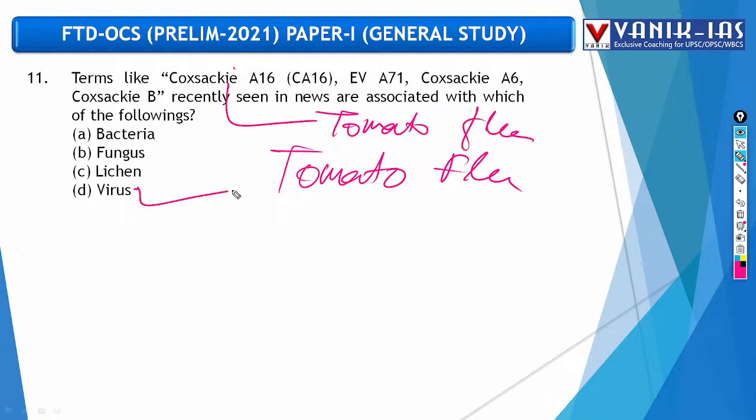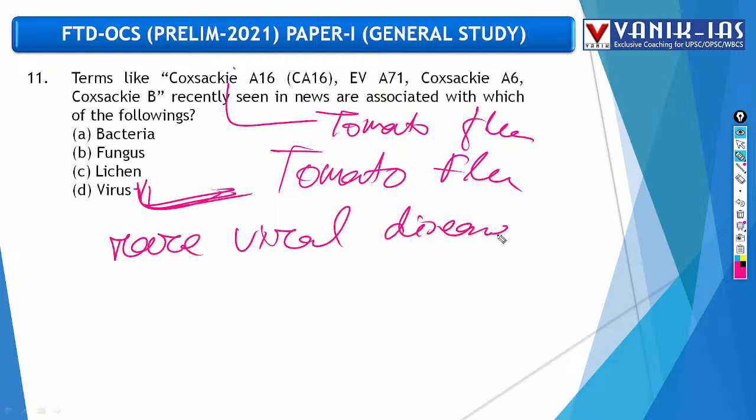These all are viruses, right? For example, foot and mouth disease. This is EV-A71, this is your foot and mouth disease. So various types of flus, Coxsackie, echovirus, these are all viruses. All are examples of rare viral diseases.